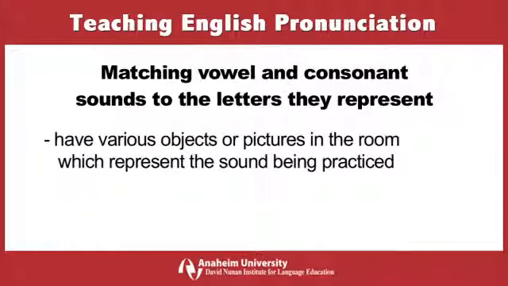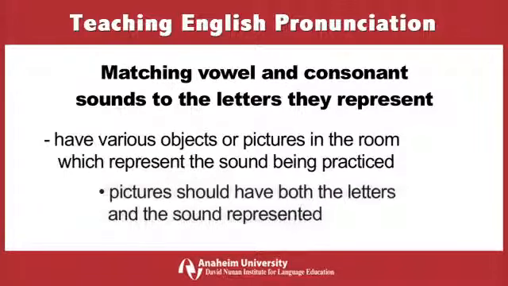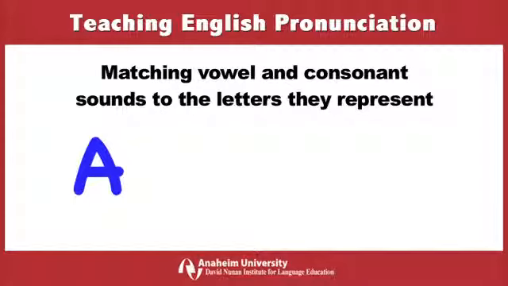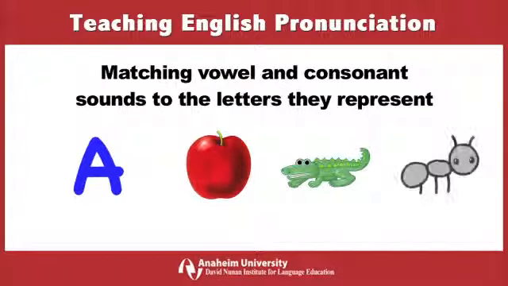For example, the teacher can have various objects or pictures in the room which represent the sound being practiced. In order to reinforce the sound-symbol correspondence, it's best if the pictures have both the letter and the sound represented. For instance, for the letter A, the teacher can have an apple, an alligator, an ant, etc.